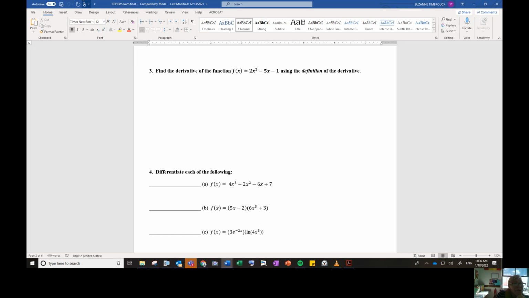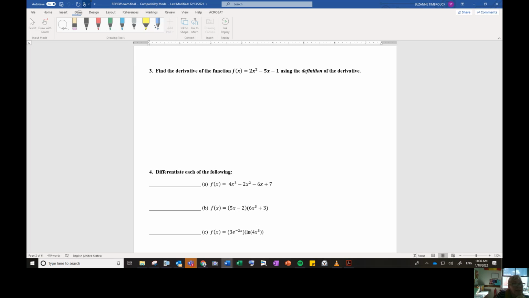All right, so the big thing you're going to be asked on this question is to actually use the definition of the derivative to find this derivative. What that means is if you simply use the rule and go, oh, it's 2 times 2, 4x minus 5, you're going to earn 0 points.